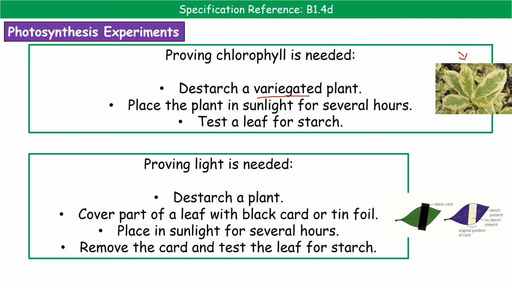Experiment 2, to prove that we need light in order to carry out photosynthesis. Destarch the plant first of all, but then what we're going to do is stick a bit of foil or card over part of the leaf, as you can see in the diagram on the right. You then put the plant in sunlight for several hours again, and then we're going to remove the card or the foil and then test that leaf for starch. What you'll find is that the bit that was covered by the card or the foil, no starch present. The bits that were not covered by the card or the foil have starch present.